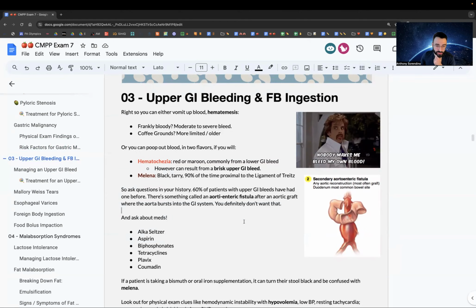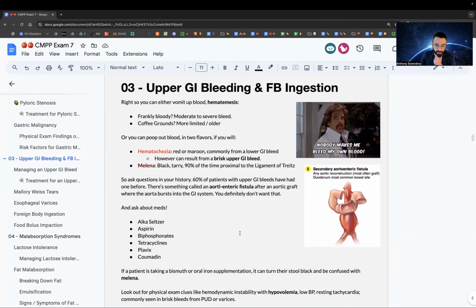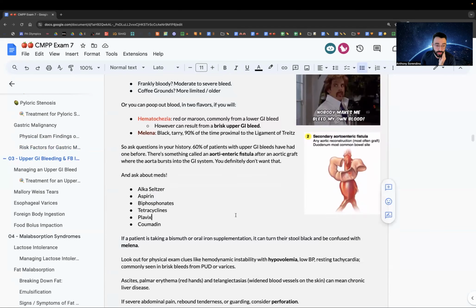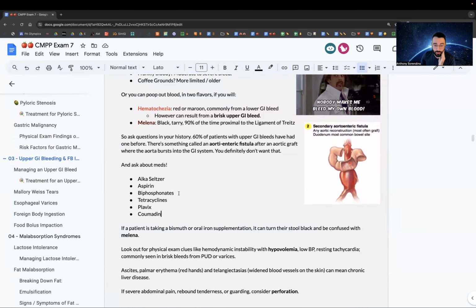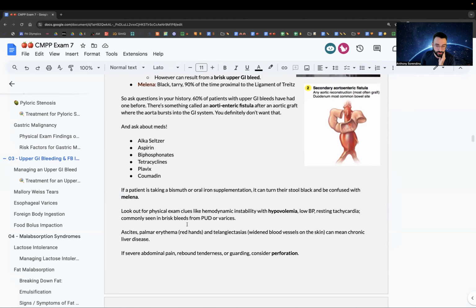Okay, so 60% of patients with upper GI bleeds have had one before. There is something called an aortic-enteric fistula after having an aortic graft, where the aorta actually bursts into the GI system. You definitely don't want that. It can cause GI bleeds. Just know that. Okay. Meds can cause this too. Aspirin, bisphosphonates. Again, that's your alendronate for osteoporosis, your tetracyclines, which I believe is tetracycline, doxycycline, Plavix, Coumadin, the blood thinners, antiplatelets, aspirin, things that cause ulcers.